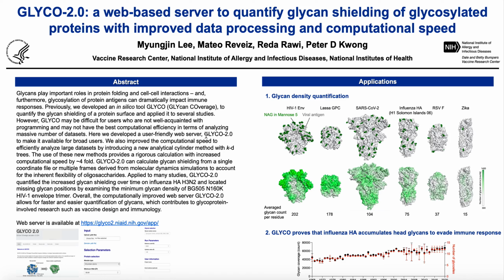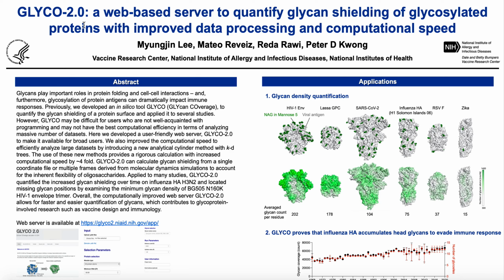Everyone, my name is Myungjin Lee. I'm a bioinformatics scientist at Vaccine Research Center at NIH. In my poster, I'm going to talk about GLYCO 2.0, which is a web-based server to quantify glycan shielding of glycosylated proteins with improved data processing and computational speed.